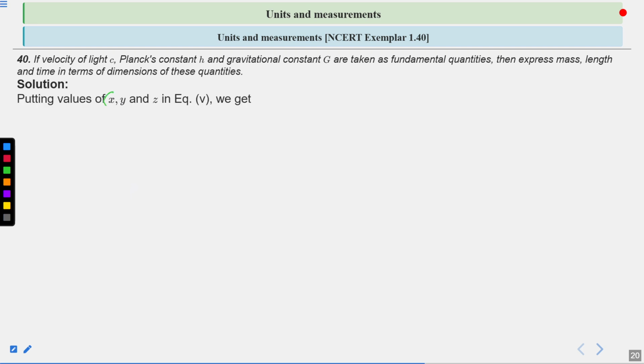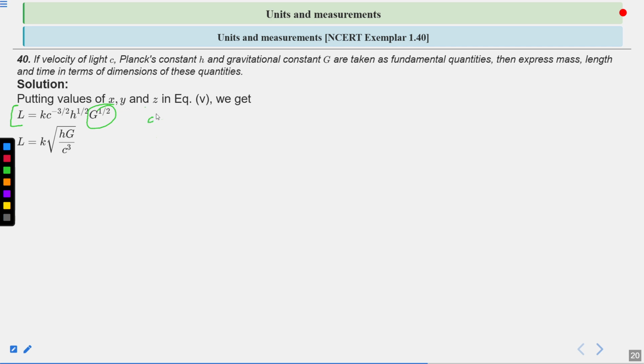Putting the values of x, y and z in equation 5, we get L is equal to k c raised to the power minus 3/2, h raised to the power 1/2, g raised to the power 1/2. Here h to the 1/2 means root h, and similarly g to the 1/2 means root g. Clear? So L is equal to k under root hg divided by c cube.